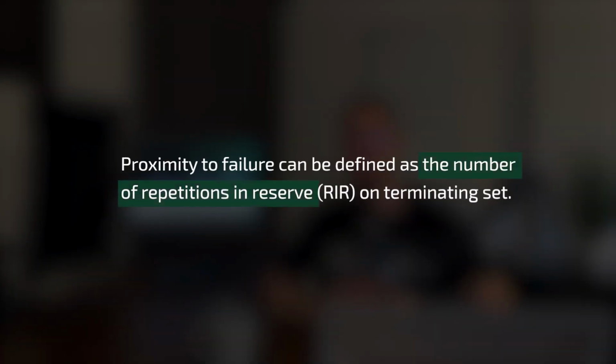To keep it simple, proximity to failure can be defined as the number of repetitions in reserve, or RIR, upon terminating a set. Now, we could spend a lot of time on this definition, so if you'd like to see a video on the nuances of the definition of failure, leave a comment below. The RIR at which a set is terminated doesn't seem to have an independent influence on strength gains. In other words, once the load is determined, let's say 75% of 1RM, the RIR at which that set is terminated doesn't seem to alter strength gains a whole lot.